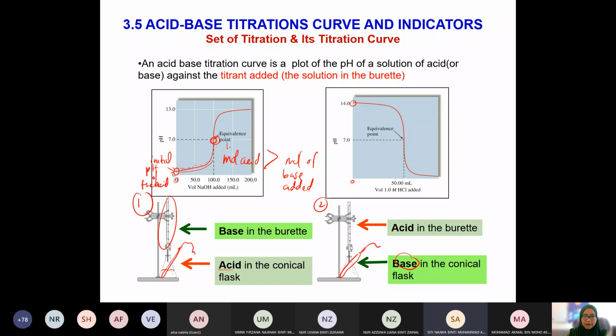So this is before equivalent point, okay? This is after equivalent point. Once they pass this one, after equivalent point. Okay, azan kat tempat saya. Kita stop sekejap and we will continue after this, okay?